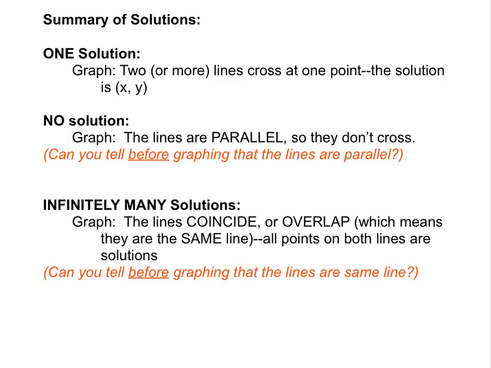Infinitely many solutions are when the two lines will coincide or overlap one over the other. That means they're the same line. So in terms of the equation, remember that means that the slope is the same and the b values are the same. So even before you graph, you could determine that these are the same lines just based on the equations. So if you can detect that even before you graph, that's wonderful. On paper, you'll have to write that they're the same line, so there's infinitely many solutions.